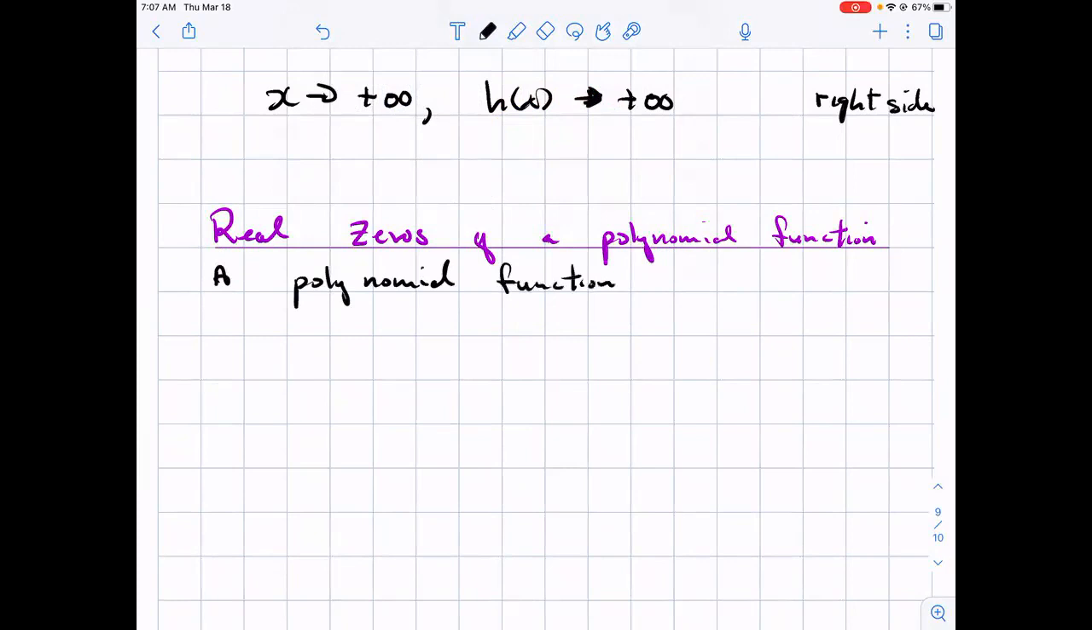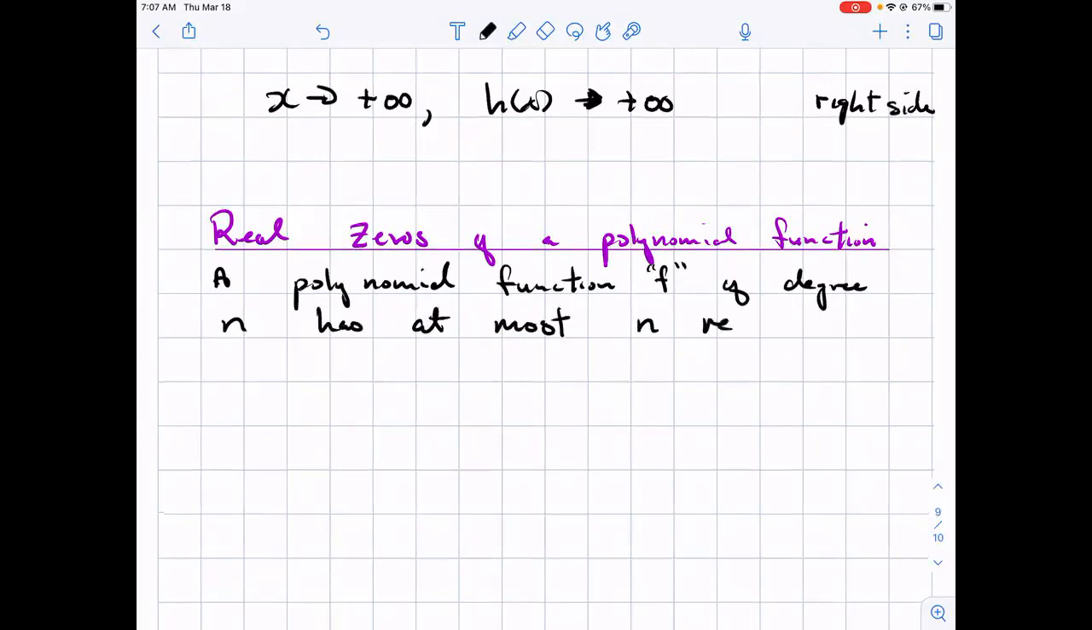So a polynomial function, which we call f, of degree n, has at most n real solutions or n real zeros. Zeros is the same as the solution.